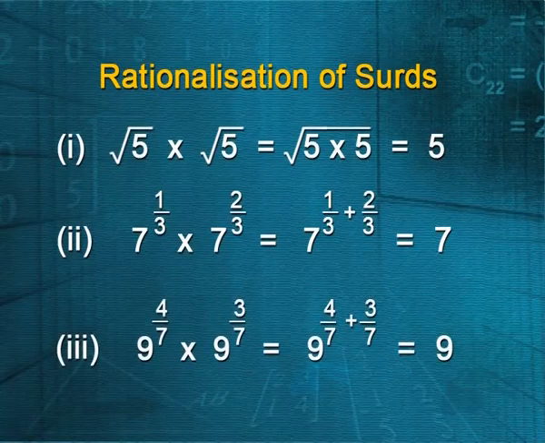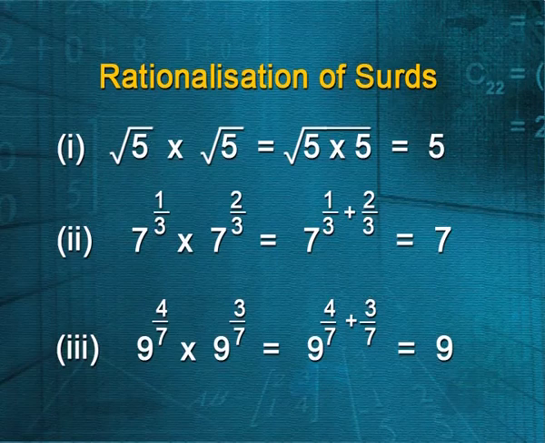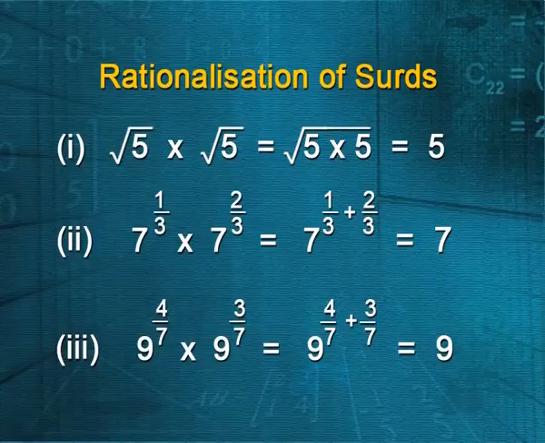9 raised to power 4 by 7 multiplied by 9 raised to power 3 by 7, which is equal to 9 raised to power 4 by 7 plus 3 by 7, which is equal to 9 raised to power 1, or 9. Again we have taken two surds, the product of these two surds is 9.